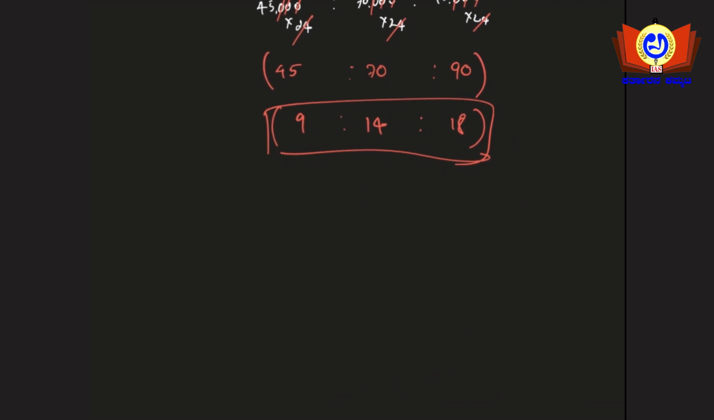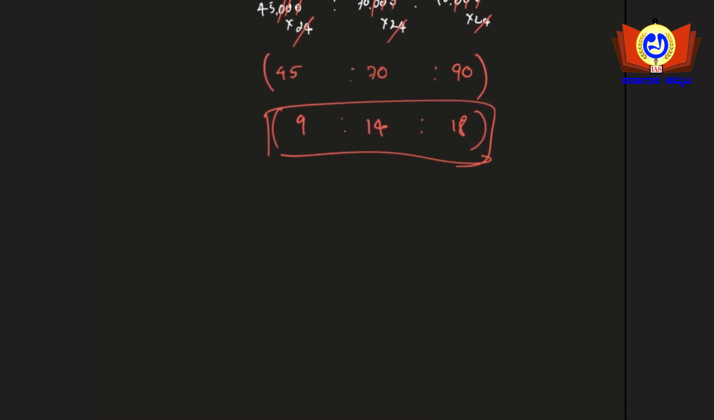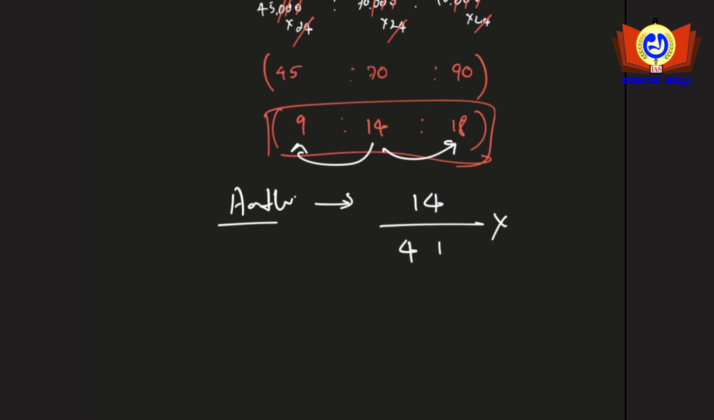So what they have asked here is to find the share of Adi, right? Adi's share they have asked you to find. So Adi's share is 14 divided by 14 plus 9 plus 18. That will be 41. So what is the profit here?